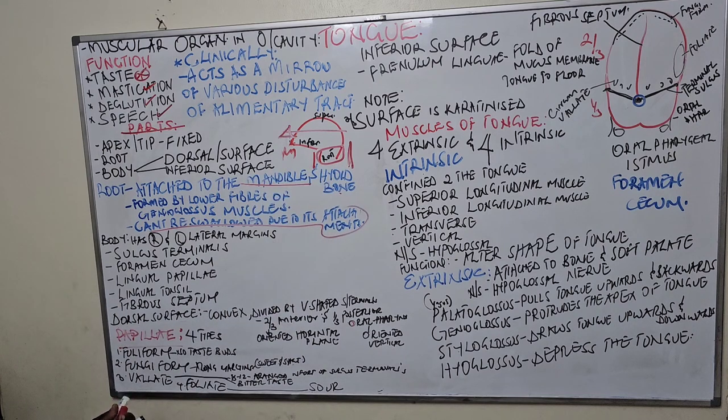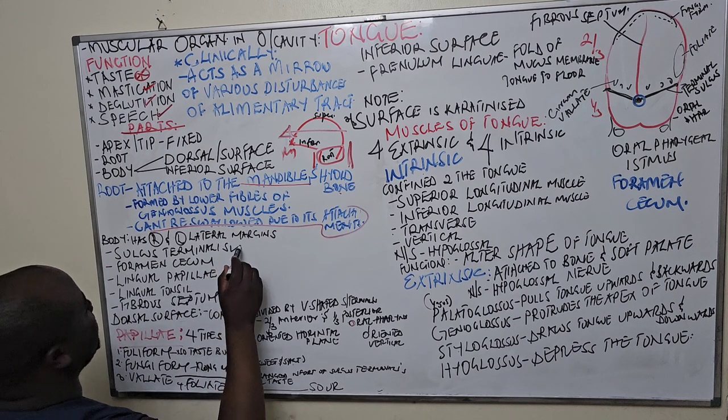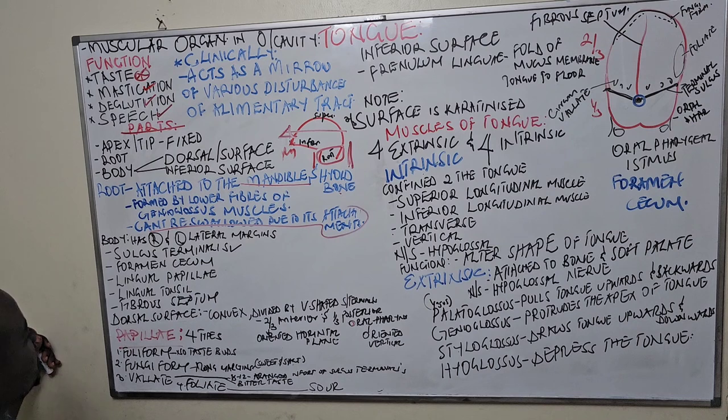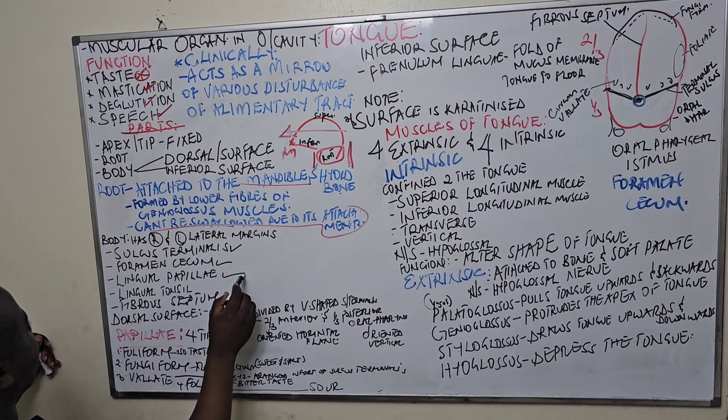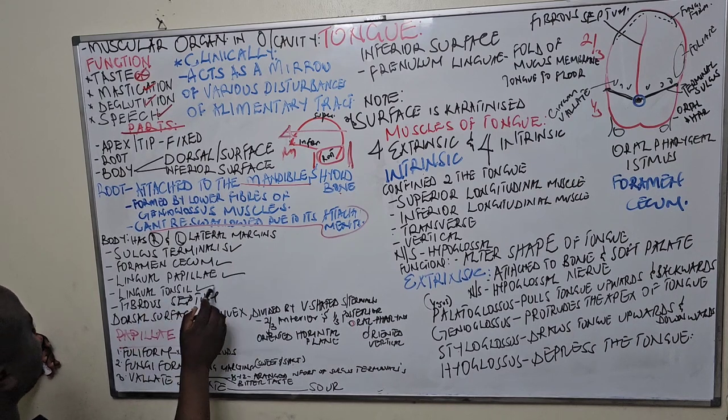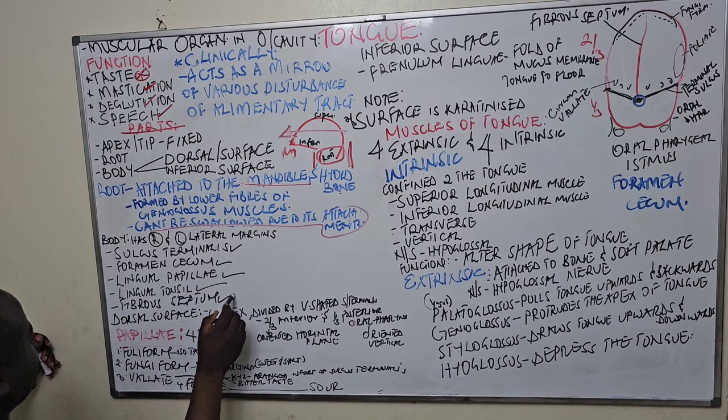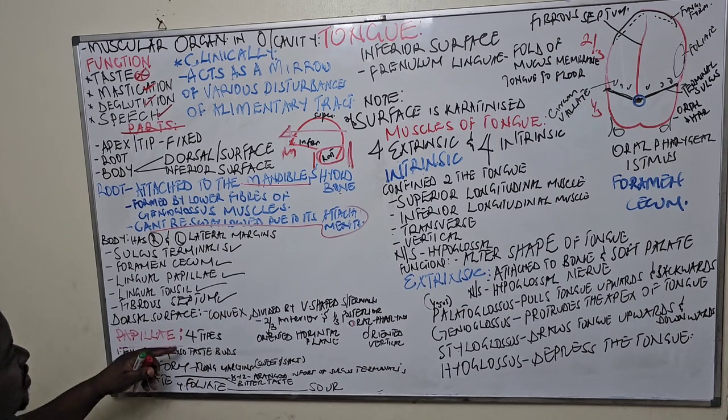And on the dorsal part, rather on the body, we have the sulcus terminalis, the foramen cecum, lingual papillae, lingual tonsil, fibrous septum. What are these?